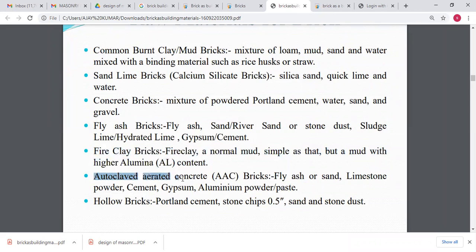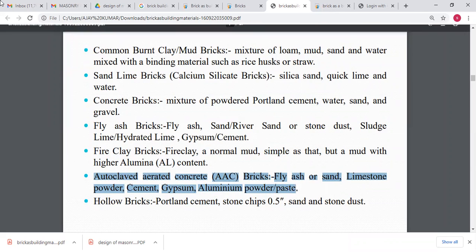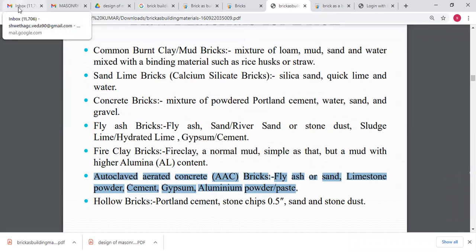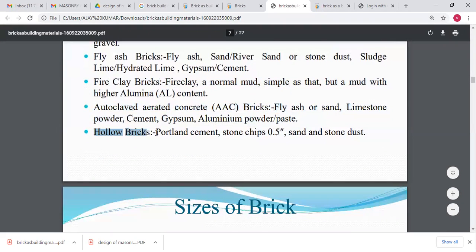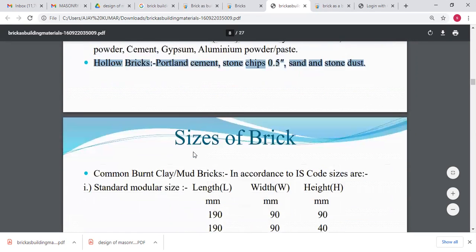Next one, autoclaved aerated concrete bricks. In this type of brick, fly ash, sand, limestone powder, cement, gypsum and aluminum are made into a paste, which is aerated by autoclaving. So this will have a light weight. Next one, hollow bricks. In this type of hollow brick, Portland cement and 0.5 mm stone chips or sandstone are utilized for the manufacture of these bricks.